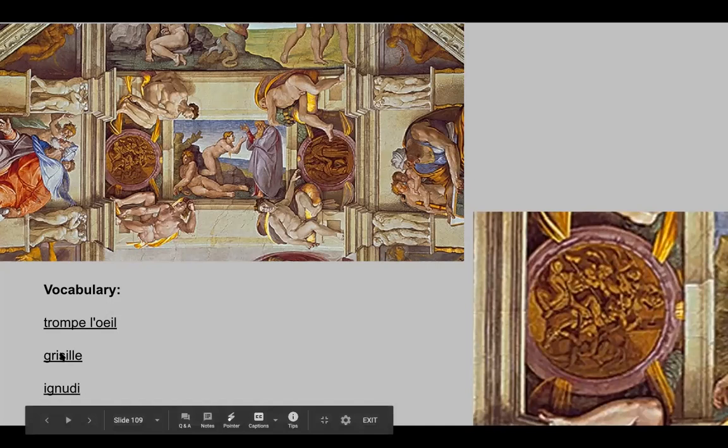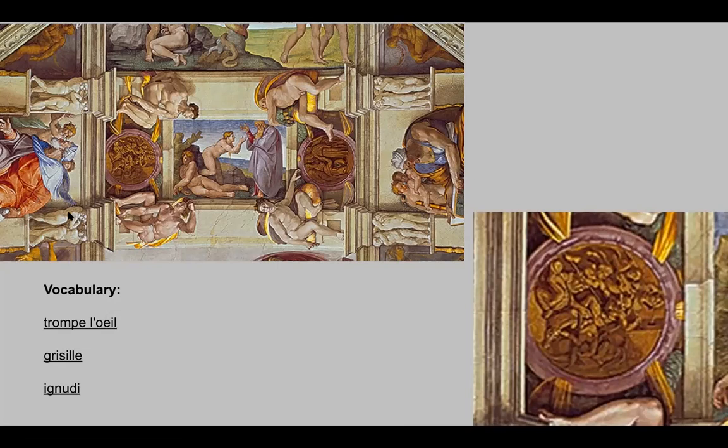And then that grisaille technique, we talked about grisaille before. Grisaille is monochromatic painting. That helps with that illusion of the architecture and the sculpture because it's all monochrome, one color to paint it.